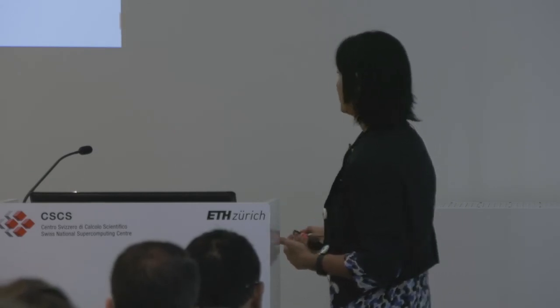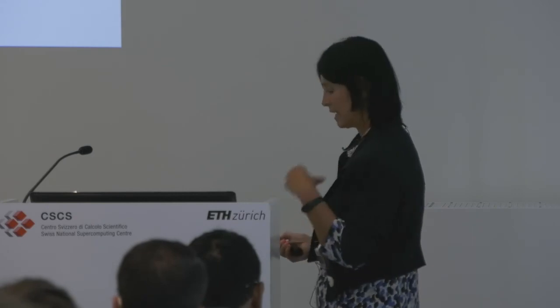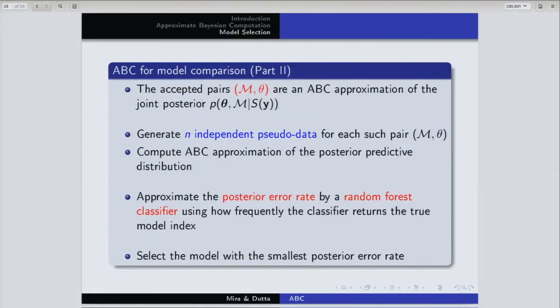So this ABC procedure for model comparison, at the end of the day, gives rise to pairs of parameter value and model index. And these pairs of parameter values and model index that have been accepted by the ABC procedure, filtered out, form an approximation to the joint posterior distribution of the parameter and the model index, given the summary statistics.